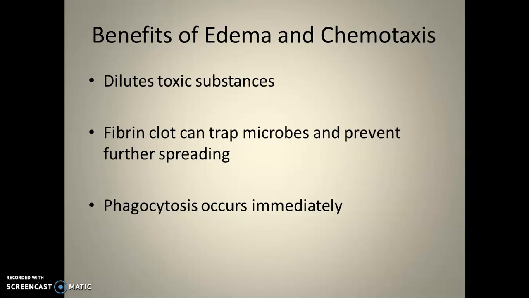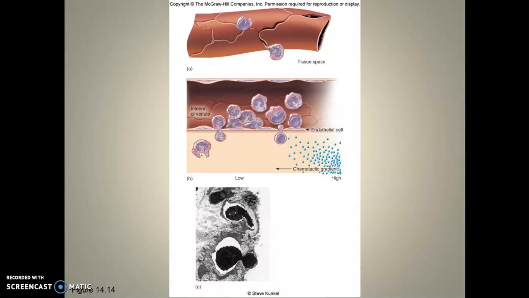So some of the things that are good about bringing in all of these fluids plus pus and cells, right? We want to dilute any toxic substances that are being produced by the bacteria. We create a little sticky trap to prevent the spread of those bacteria around the body. And then they're all stuck in one place, so phagocytosis can happen. Neutrophils are phagocytizers. We can get macrophages in and start cleaning up the infection.